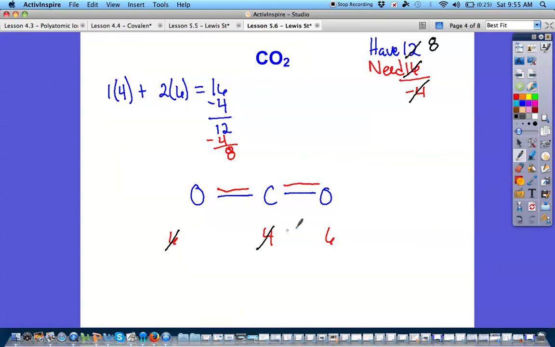And then we got to reassess the needs for each atom. So oxygen has 4, it's going to need 4. Carbon has 2, 4, 6, 8, so it doesn't need any. And oxygen has 4, so it's going to need 4. So we have 8, we need 8. So now we can just apply the dots to our Lewis structure. And that's CO2.